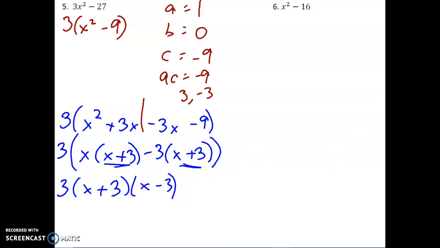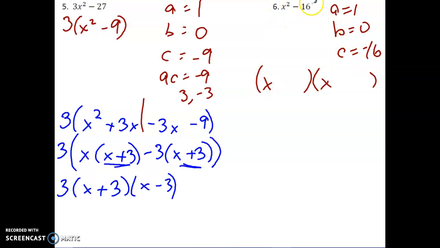Okay, let's do this last one using the pattern. So when I do this one, I notice that A is a perfect square number, B is 0, and C is the opposite of a perfect square number. As soon as I see that pattern, I know that I can just jump straight to my answer. The thing that squares to be x squared is x. The thing that squares to be 16 is 4. And what I have in the parentheses is plus and minus.